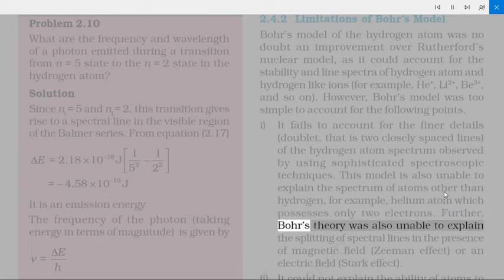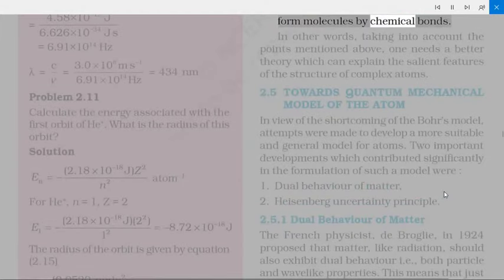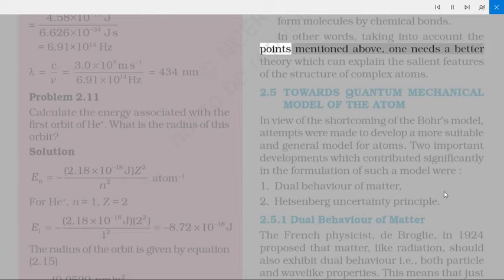Further, Bohr's theory was also unable to explain the splitting of spectral lines in the presence of a magnetic field, the Zeeman effect, or an electric field, the Stark effect. 2. It could not explain the ability of atoms to form molecules by chemical bonds. In other words, taking into account the points mentioned above, one needs a better theory which can explain the salient features of the structure of complex atoms.